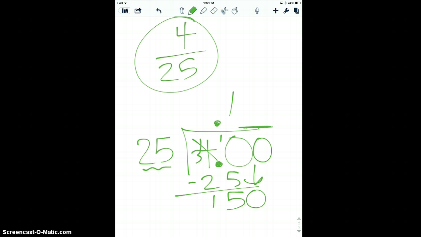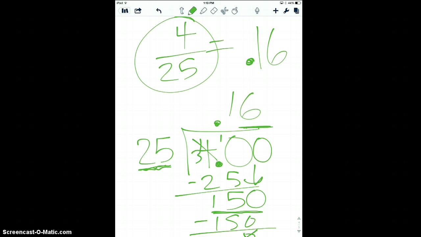25 goes into 150. Yes, it does. How many times? Well, both those numbers to me pop out as money. Money, money, money. 25 cents and 150 cents, or $1.50. How many quarters are in $1.50? 6. Perfectly. So if we see the fraction 4/25 walking around, we could also just call out to them, hey, 0.16! Because that means the same thing.